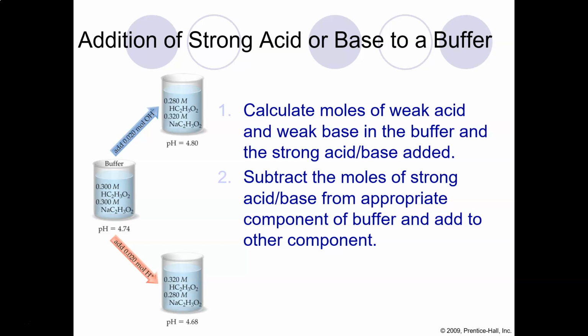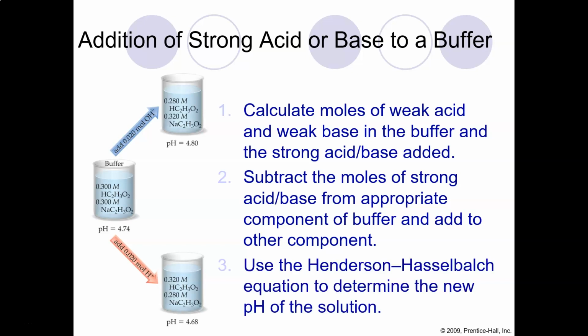First, it says to calculate the moles of weak acid and weak base in the buffer and the strong acid or base that's added. Because what we're going to do is we're going to have our buffer and then we're going to add either a strong acid or a strong base to it. Then we're going to subtract the moles of strong acid or base from the appropriate component of the buffer and add to the other component. And then use the Henderson-Hasselbalch equation to solve. Okay, so let's do it, and I think it helps when we do this.